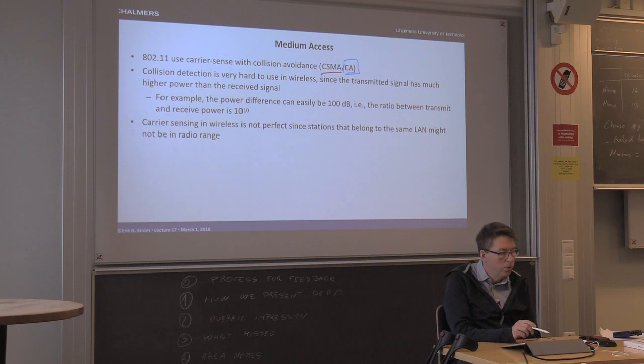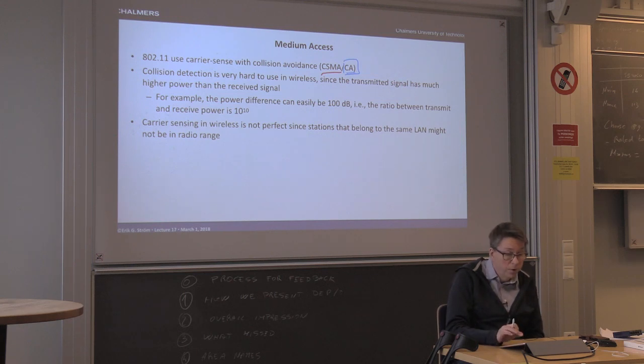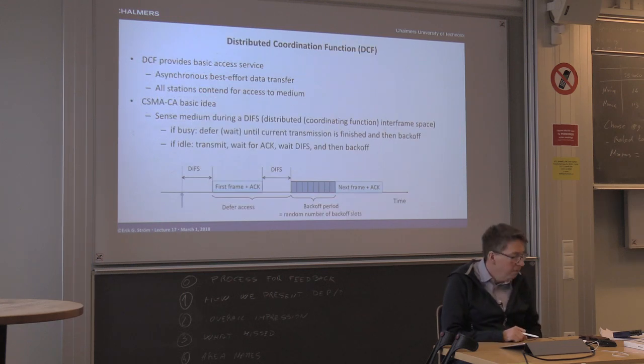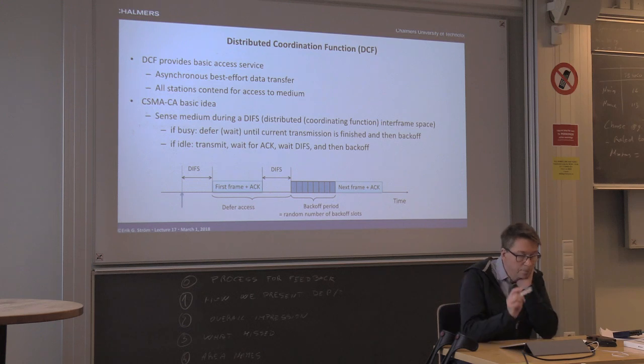Also, another problem with wireless is that carrier sensing is not perfect. So when you listen to the medium, if you don't hear activity on the medium, it doesn't necessarily mean that the medium is available because of the path loss. Okay, and we'll see an example of this later on. And this will cause collisions and then lost frames.